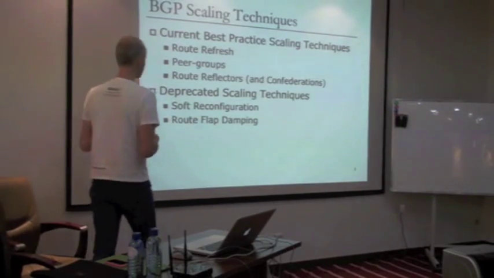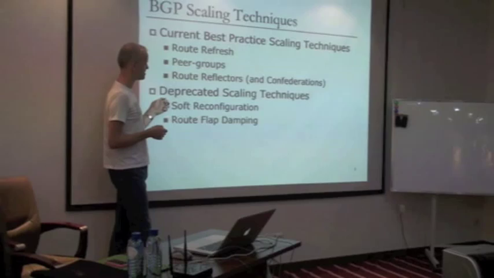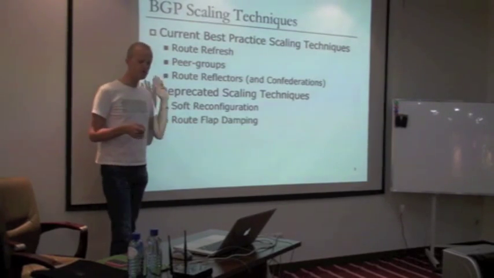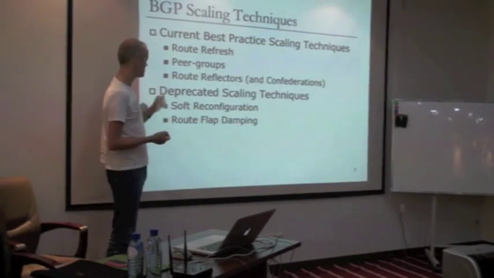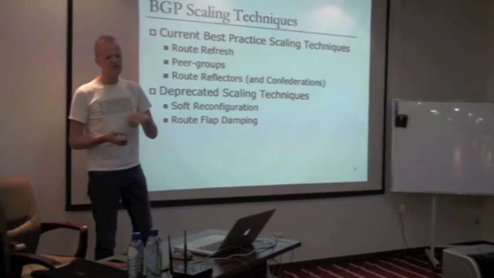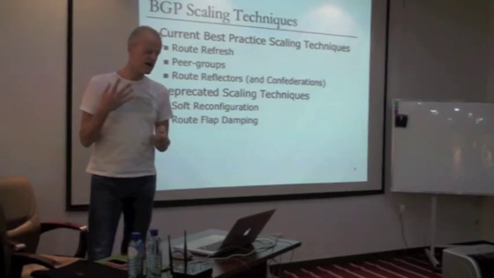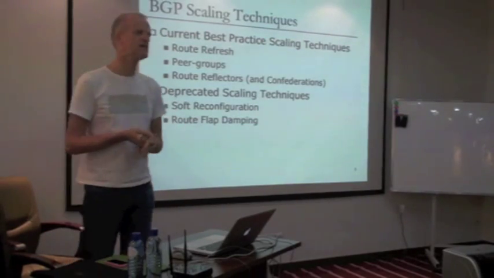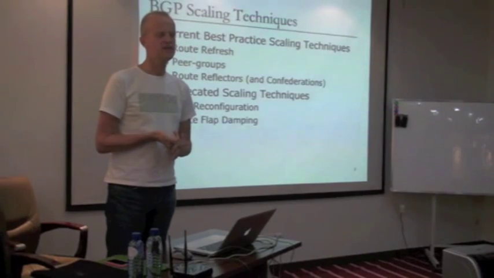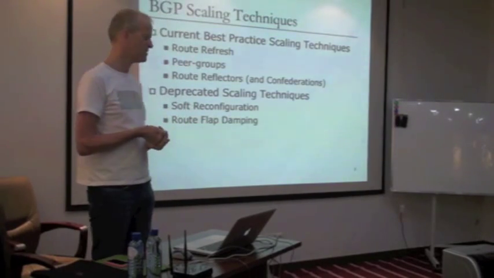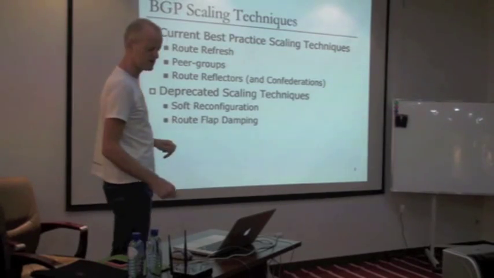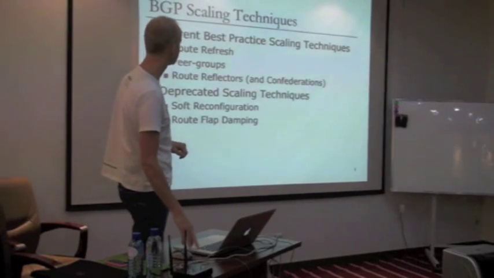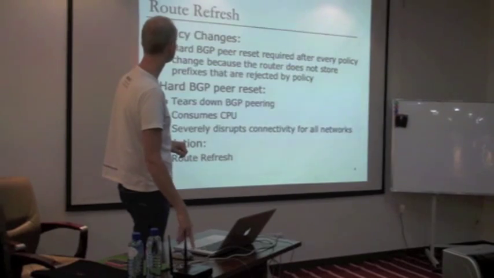There's also soft reconfiguration, which, well, one of you put on the lab on Monday and has said not to do it. Soft reconfiguration we don't need anymore because we have route refresh. And route flap damping was introduced in the mid-90s and people stopped using it by the early 2000s because route flap damping was actually causing a lot of problems on the network. So we're going to look at all of these. So the first one is the route refresh.